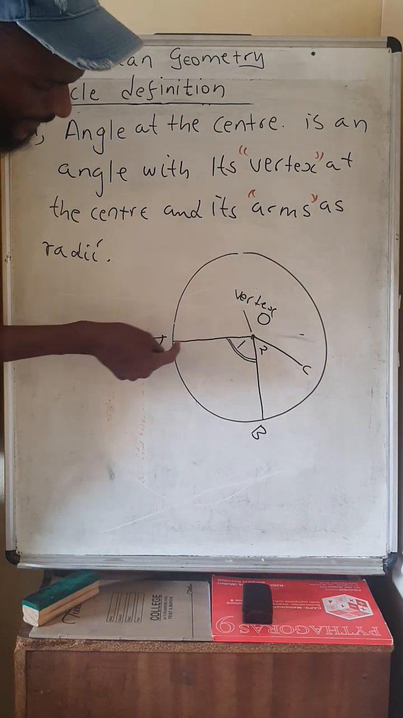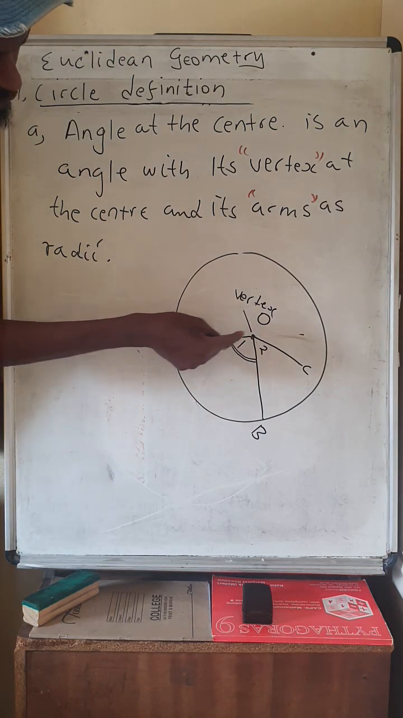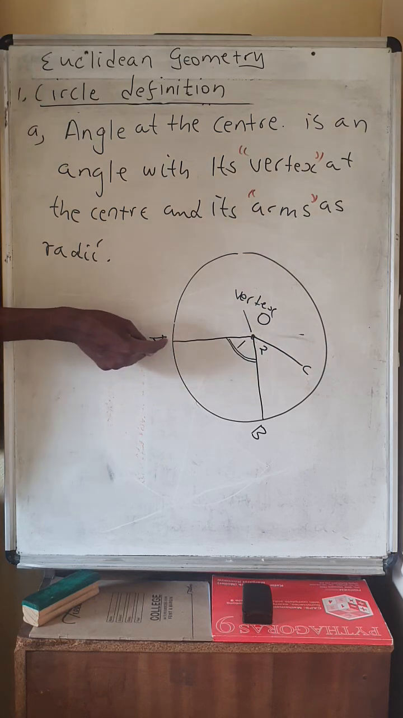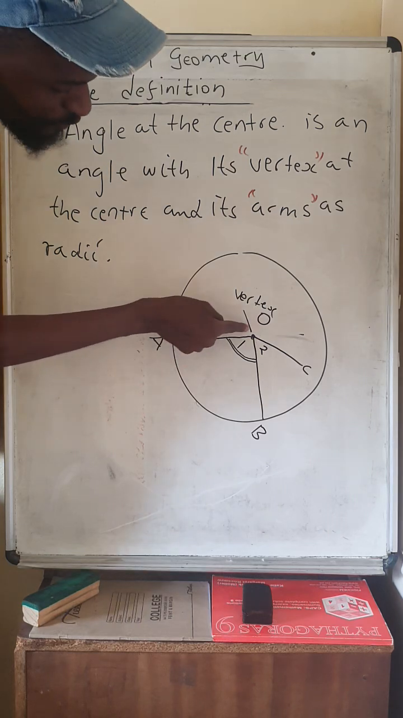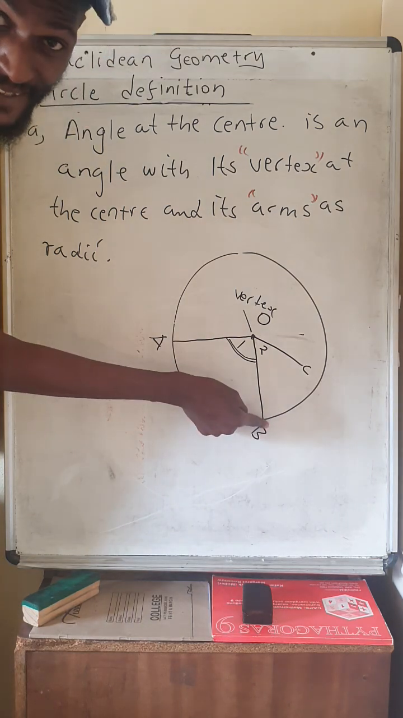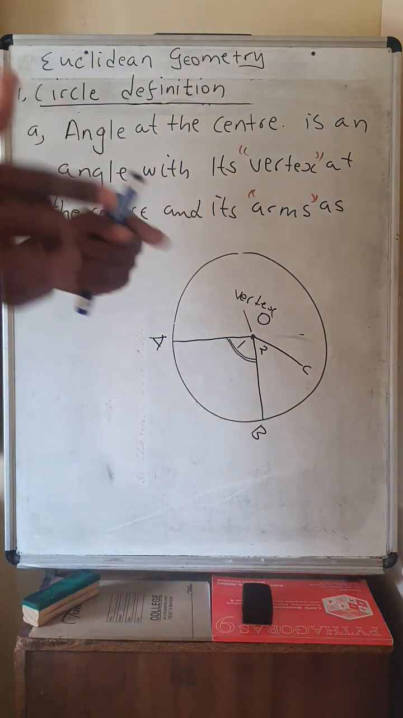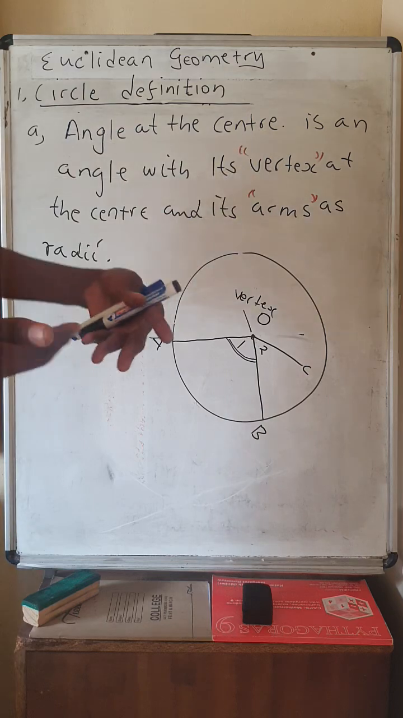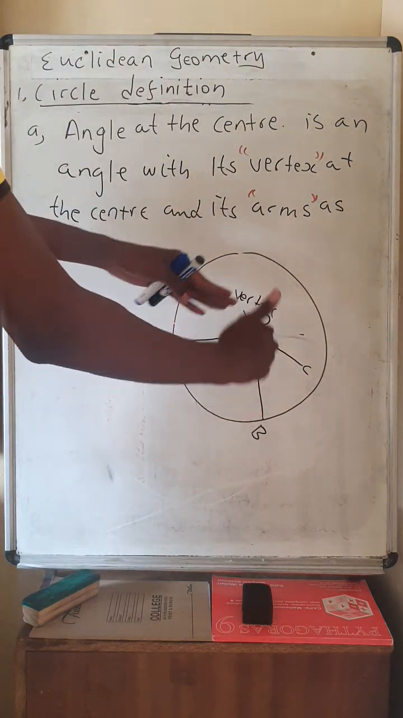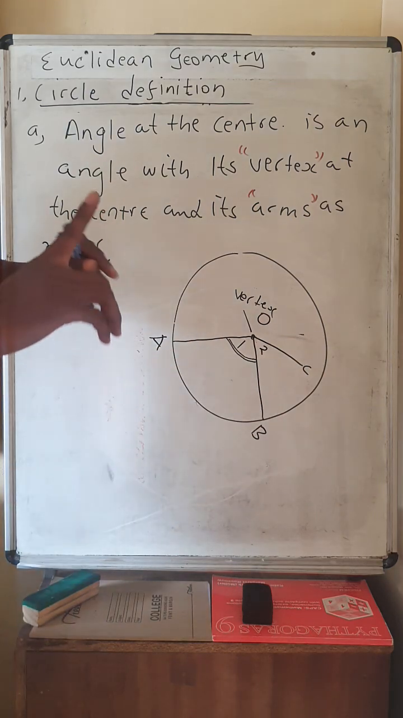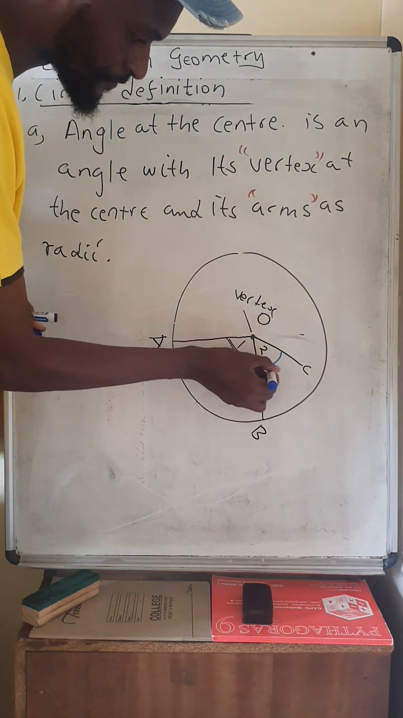Is arm OA a radius? Yes, because you can see OA is drawn from the center to the circumference of the circle. Is the other arm a radius? Yes, it is also drawn from the center to the circumference. Therefore, angle O1 is an angle at the center simply because both conditions are met. The vertex is at the center and the arms are radii.